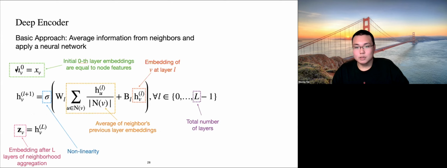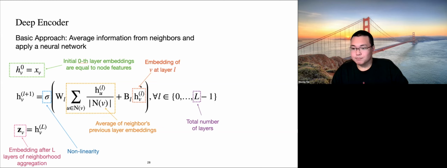So here's how it looks in equation. Let me explain. H is our embedding, and the superscript indicates the layer of the neural net. At the beginning, the initial zeroth layer embeddings are equal to the input node features. Now we are going to create higher order embeddings. Previously we were at level 0, and level 1 and higher can be described in this equation.